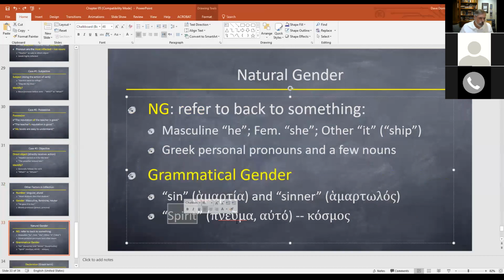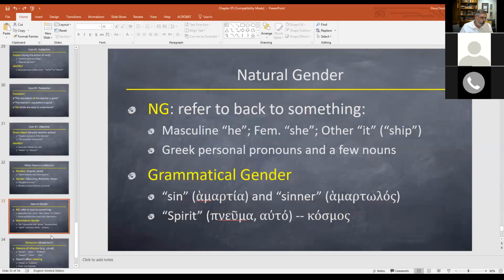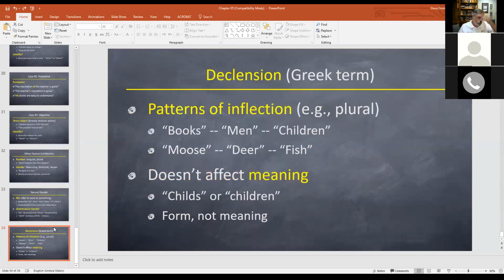Spirit is pneuma, which is neuter. They don't have a masculine or feminine, they're just neuter. And cosmos is neuter as well. That's right. And so there's a natural gender and a grammatical gender, even in English, but in Greek, it's much more so. There's a term in Greek called declensions.